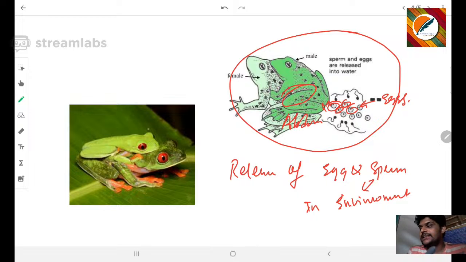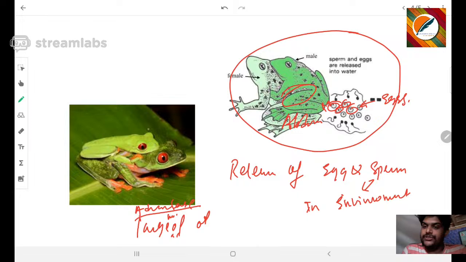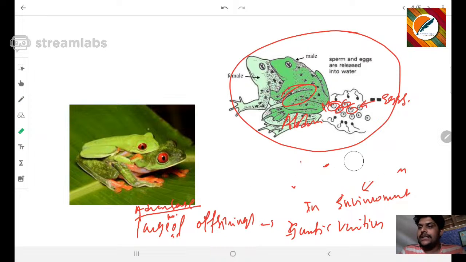So the main advantage is that you can expect a large number of offspring. Only one advantage has been asked, but I'm telling you an extra advantage from here: you can see increased genetic variation. So this is the advantage. Same as that, there is a disadvantage also.